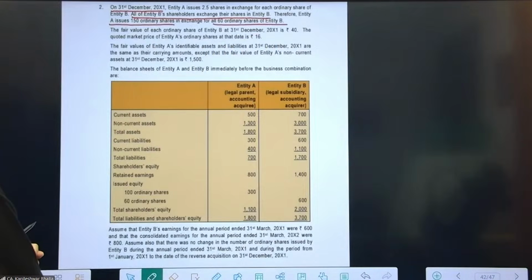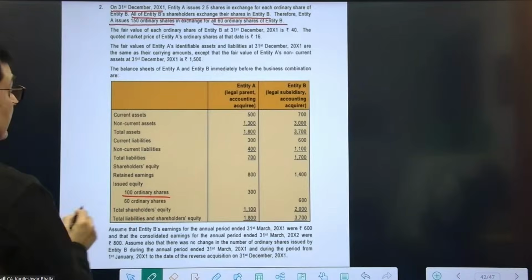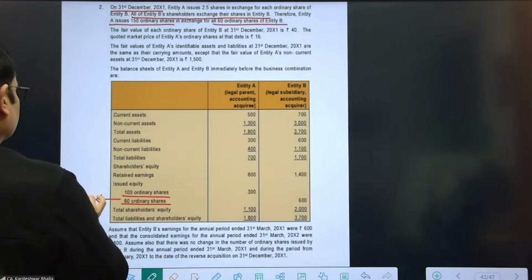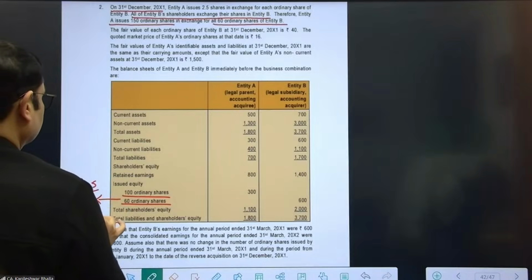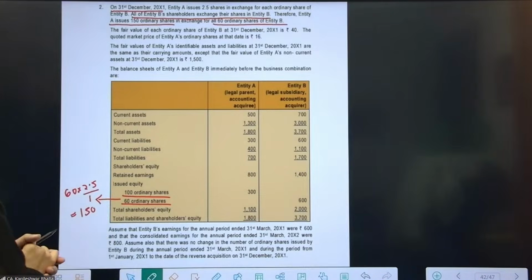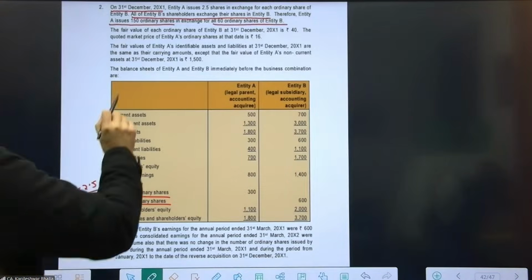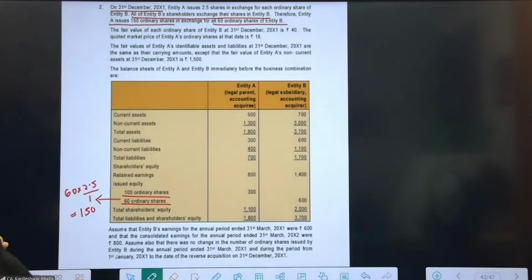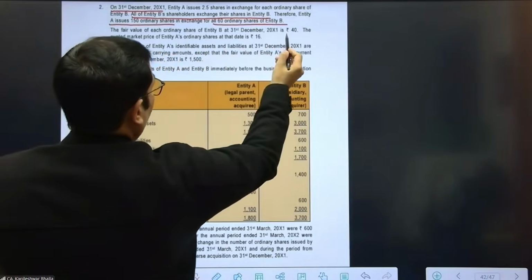I think if you go back and look at the balance sheet as well, we can clearly see that there are 100 shares of A and there are 60 shares in B. Now, we told the shareholders of B that we will give you 2.5 shares for every 1 share. That makes it a total of 150 shares. So he's already applied the exchange ratio and is giving you the data that A will issue 150 shares for 60 shares in B. Then he says the fair value of each ordinary share of B is 40.